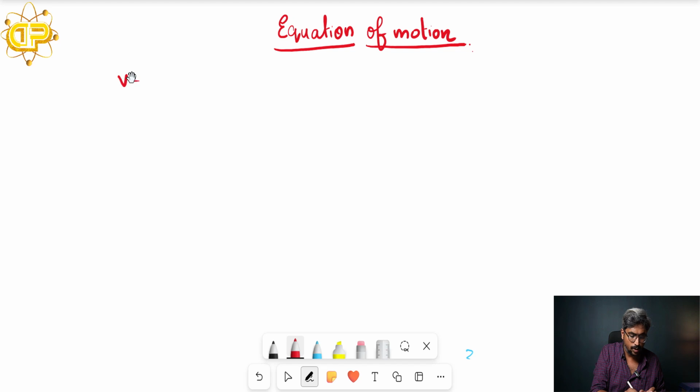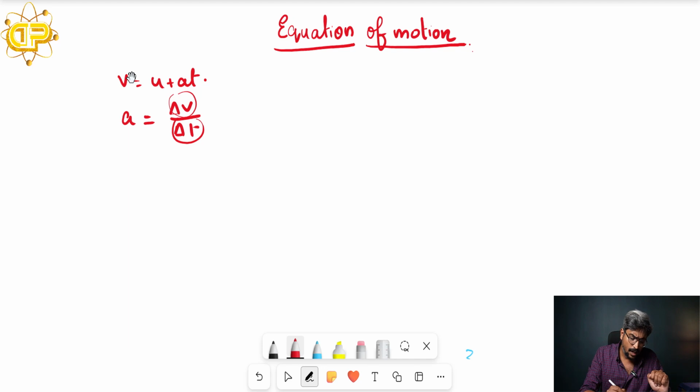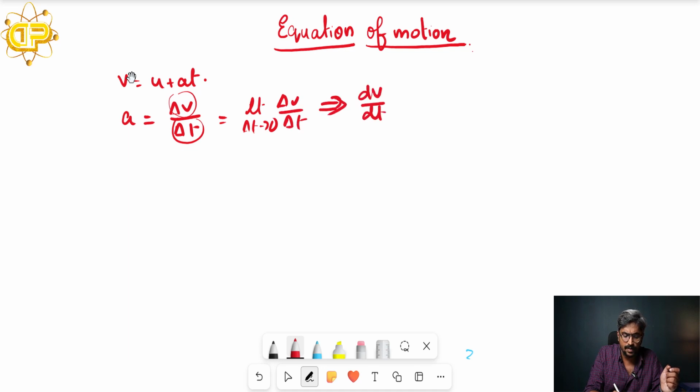So v is equal to u plus at. By definition, we know that acceleration is the rate of change in velocity, so a is equal to change in velocity by delta t. Now we will limit the time period to 0. Then this becomes limit delta t tends to 0, delta v by delta t, which becomes dv by dt. So this is a very important equation, a is equal to dv by dt.